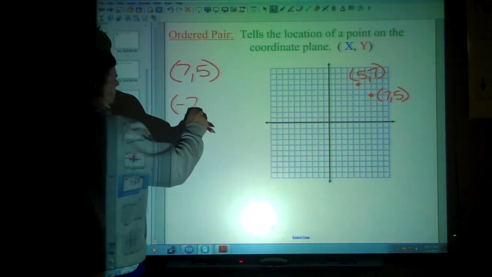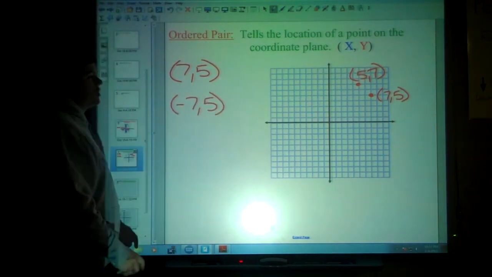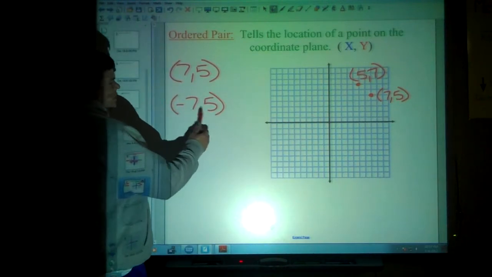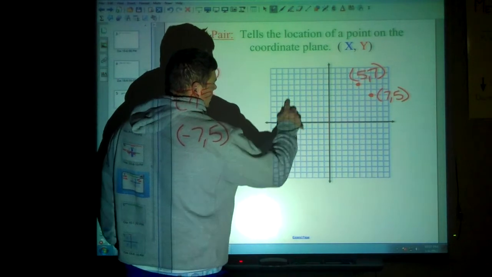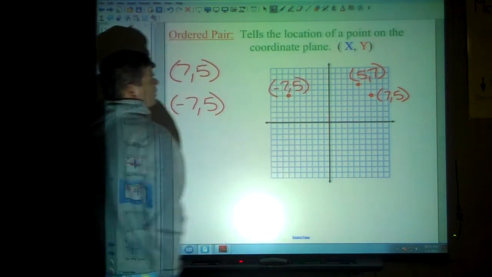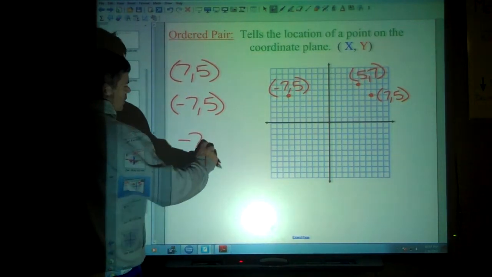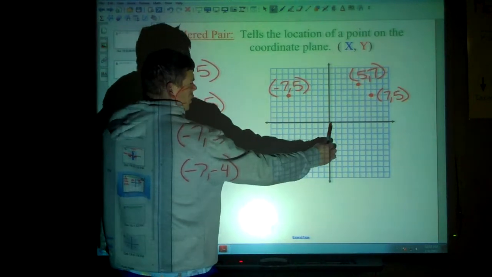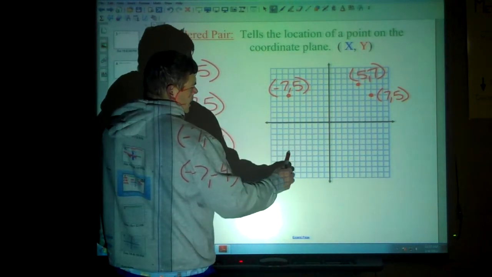If it were negative 7, 5, we would still start at the origin, but we would go left 7 because it's a negative x value. Left 7 and up 5. And if both values were negative, we would start at the origin as always, and we'd go left 7 and down 4.